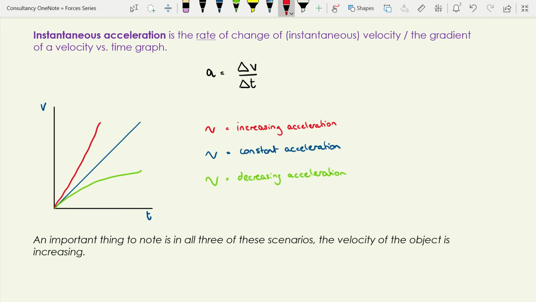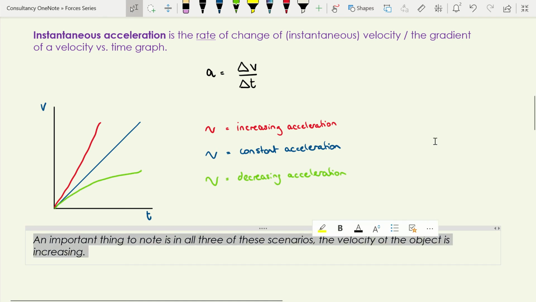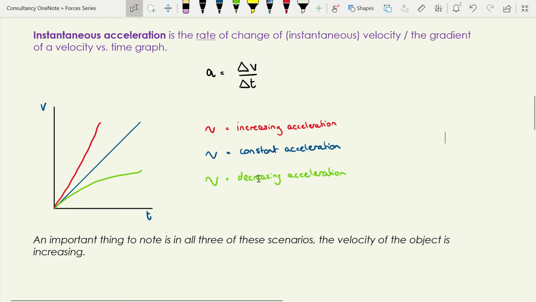One important thing to flag up at this point is, although we've got increasing, constant or decreasing acceleration here, in all three of the scenarios, the velocity is clearly getting bigger. So decreasing acceleration doesn't mean slowing down. It's still getting faster. It's just that the rate of increase is decreasing over time.